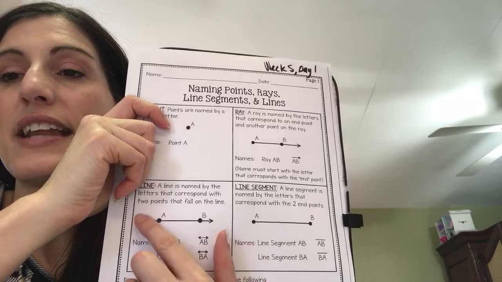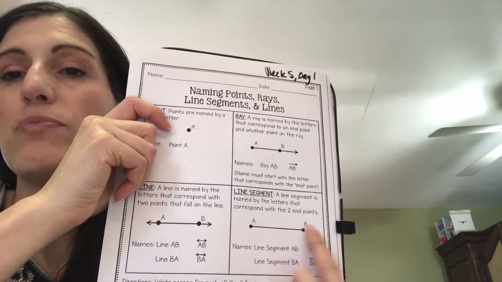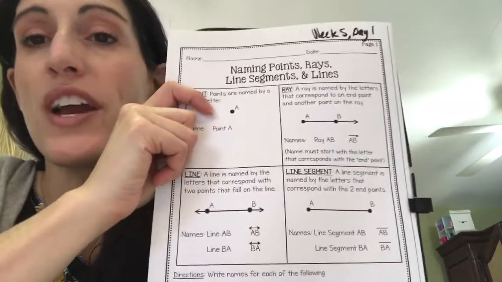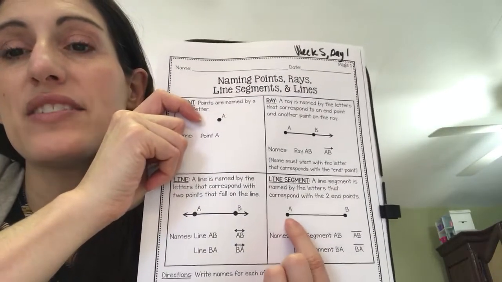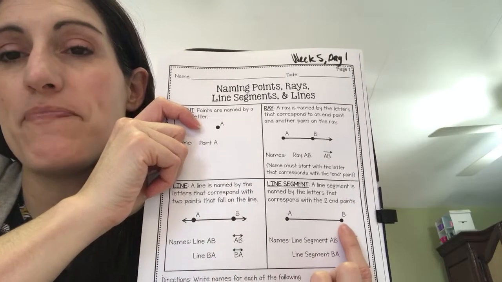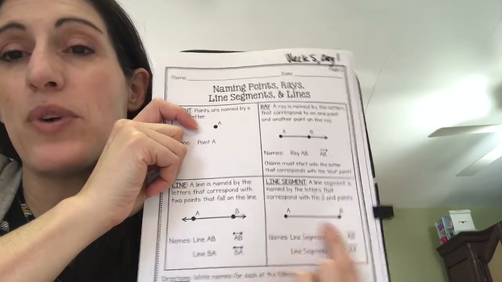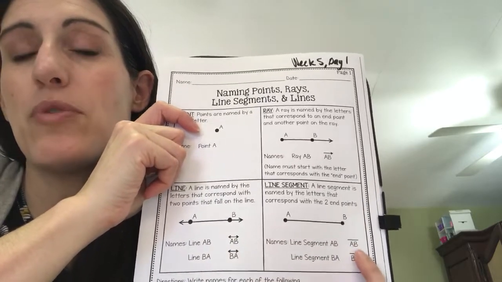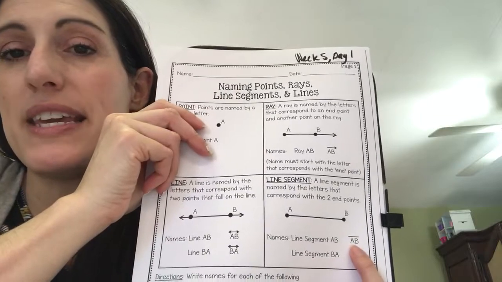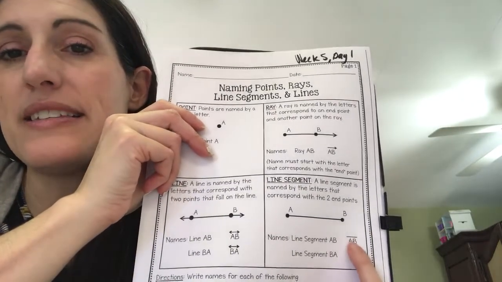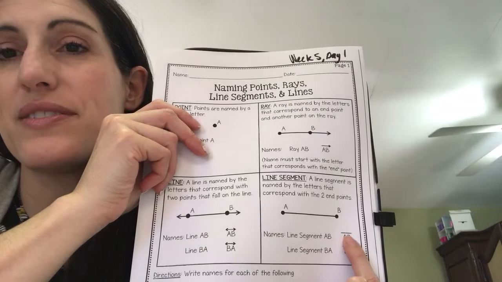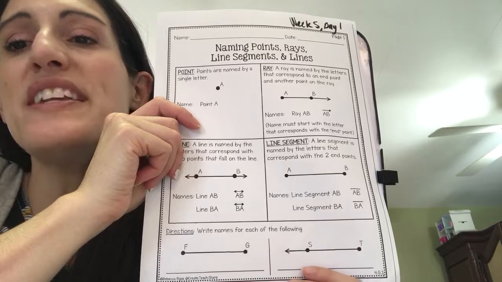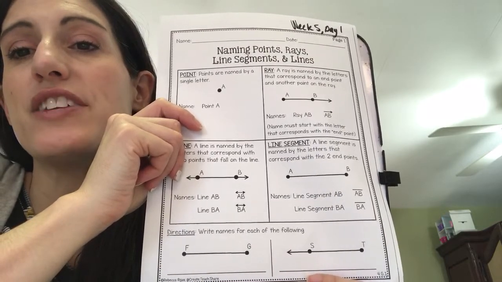Now, if it didn't have any arrows at all, you'd be looking at a line segment. A line segment has no arrows, okay? It has a starting point and a stopping point. You don't know which way it's going, so you can name them both ways, AB or BA. This time, see, no arrows. All right, now let's do some practice. We need to write the names for each of the following.